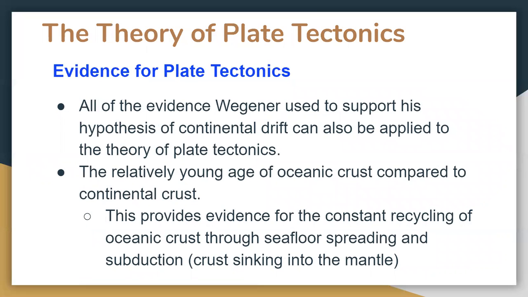So let's talk now a little bit about how all this came together into the theory of plate tectonics. So first of all, evidence for plate tectonics. Well, all of the evidence that Wegener used to support his hypothesis of continental drift can also be applied to the theory of plate tectonics. But in addition to that, we also have this new evidence that we've just talked about. So the relatively young age of oceanic crust compared to continental crust. This provides evidence for the constant recycling of oceanic crust through seafloor spreading and subduction, which is the process of the crust sinking into the mantle.